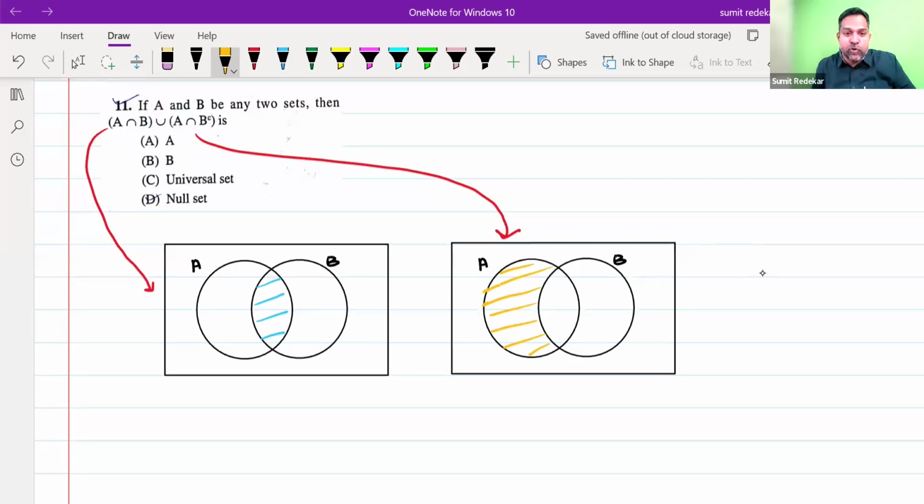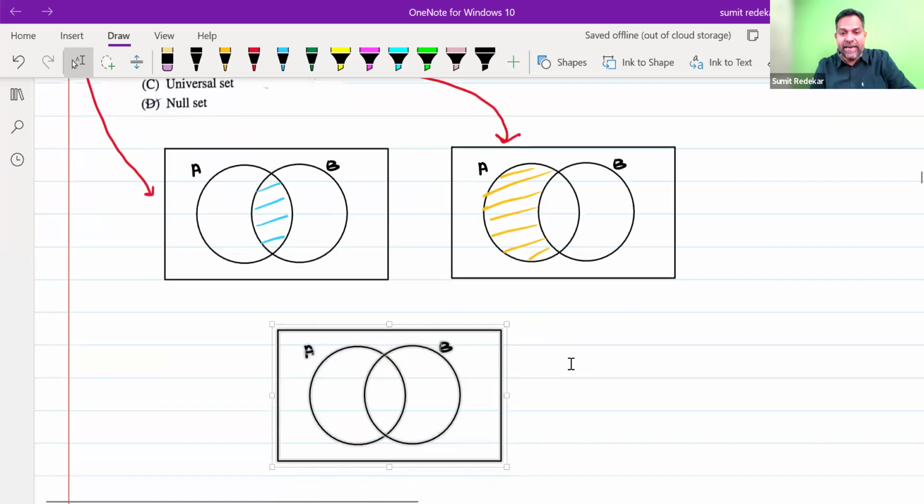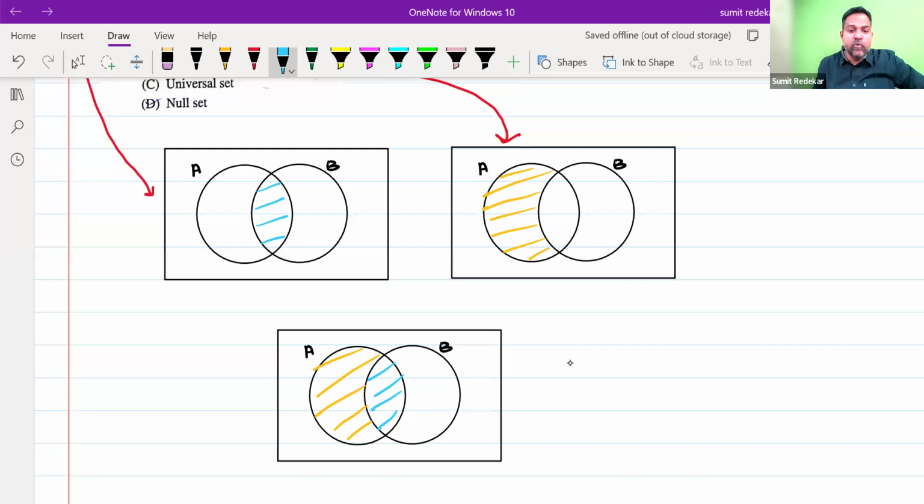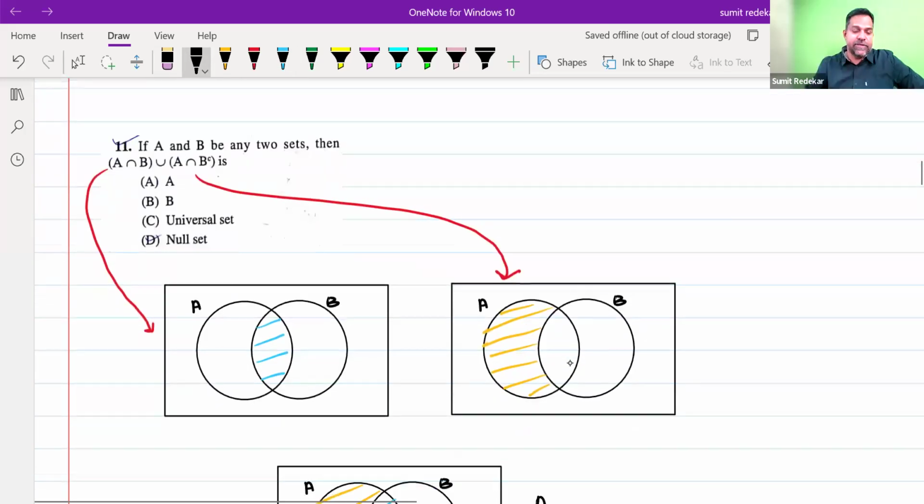Now, if I unite the two, and they're asking you to unite the two, doesn't it mean that you want basically an area which consists of both, which is A and at the same time A intersection B? And what do both these areas add up to? Both these areas add up to the set A. So the answer to this is going to be the set A. That is question number 11.